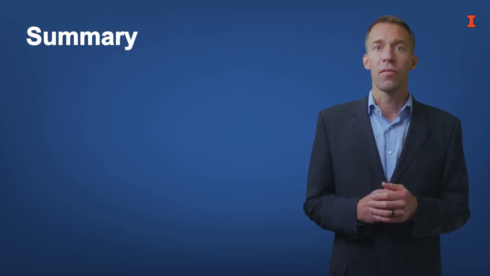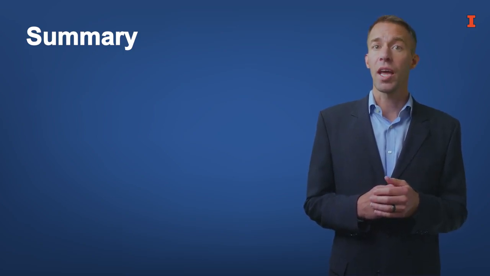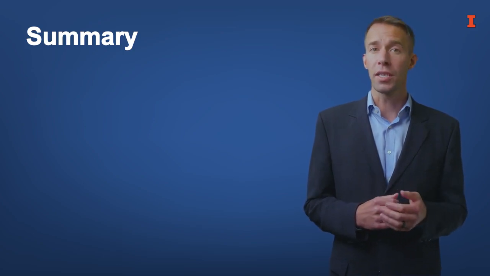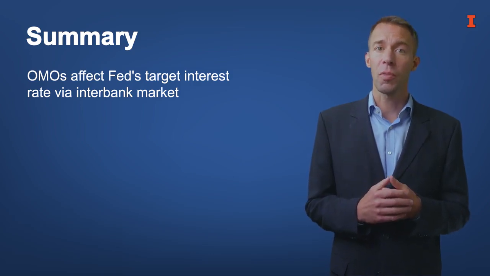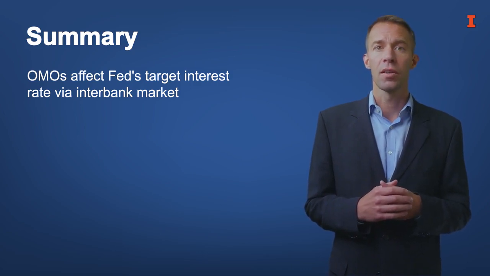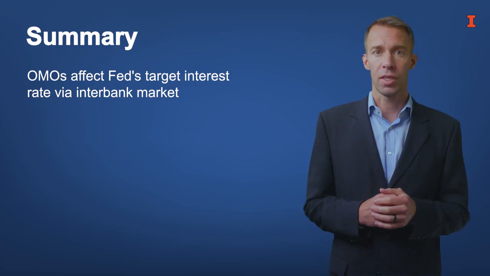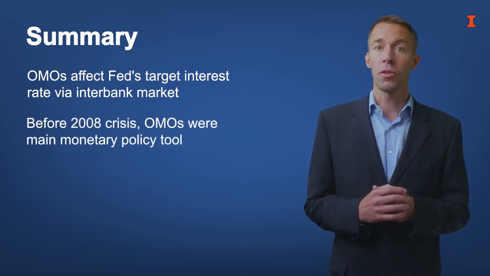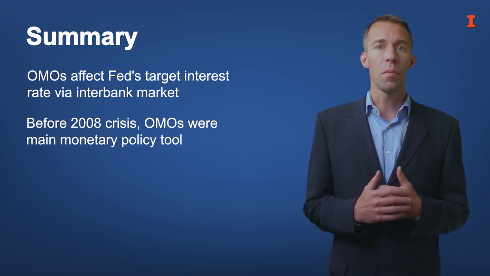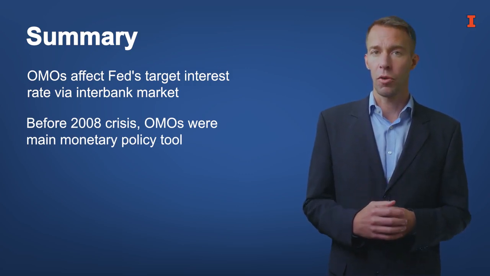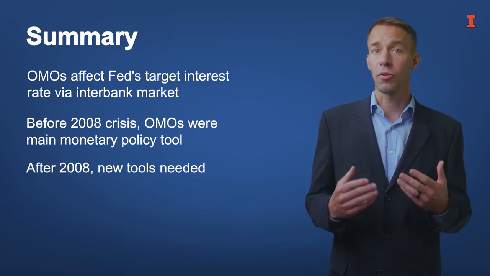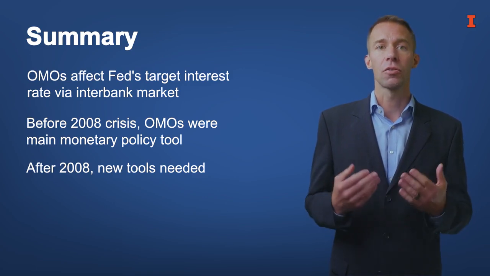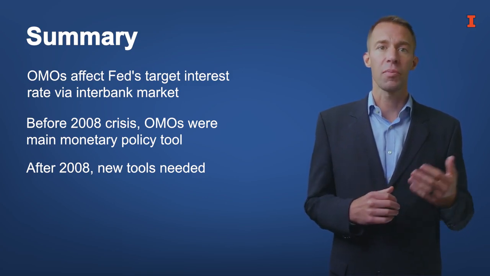In this session, we have discussed open market operations and monetary policy. The key takeaways are: first, open market operations affect the supply of reserves. This, in turn, determines the federal funds rate, the Federal Reserve's target interest rate. Second, before the 2008 financial crisis, open market operations were the main monetary policy tool. Third, after 2008, with the supply of reserves elevated, traditional open market operations have been less important.